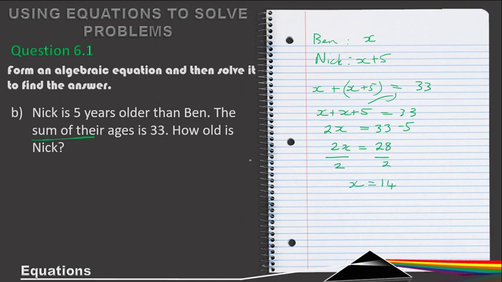Okay, so how old is Nick? Nick is x plus 5. We just solved Ben's age as being 14 because x is 14. So therefore, Nick is 14 plus 5. So Nick is then 19 years old.